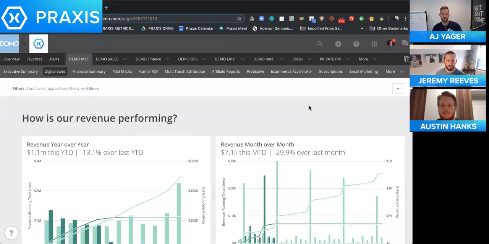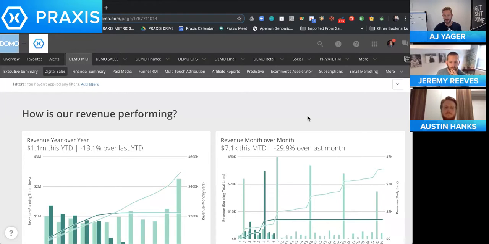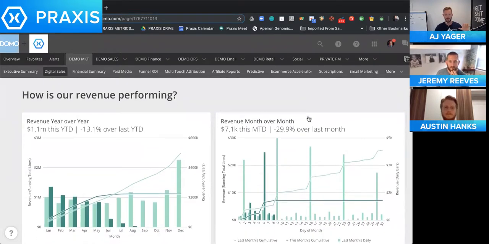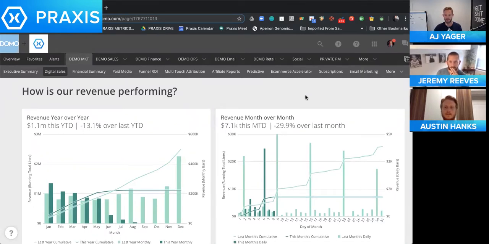And one of the reasons we put this section at the top is because when you're a business owner or on the marketing team, or you have some role on the e-commerce team, you want to start as high level as possible. And what is the best way to get that rapport built with everybody? Like, how is our revenue performing at the top level? Like what's going on in the business? And so Austin, I'd love for you to walk us through what you built, why you built these two next to each other, these period over period charts.